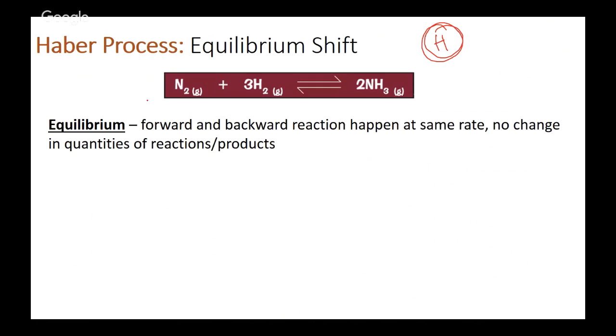So equilibrium happens in a closed system for a reversible reaction, and what happens is the forward and the backward reaction happen at the same rate. So nitrogen and hydrogen are making ammonia, and ammonia is turning back into nitrogen and hydrogen at exactly the same rate. So there's no change in the amount of reactants and the amount of product. We describe that as the relative amount of substances staying the same.